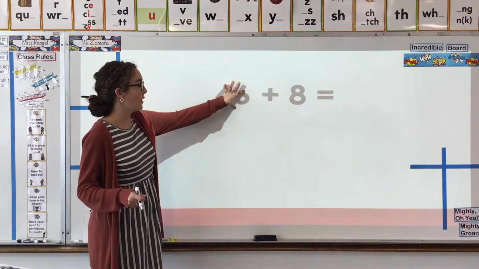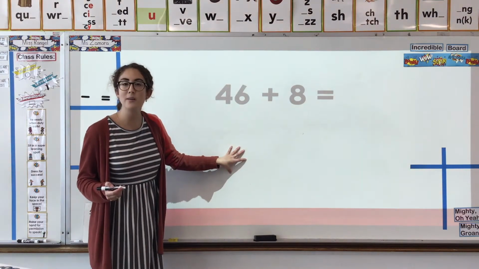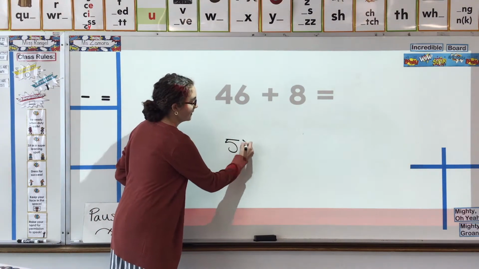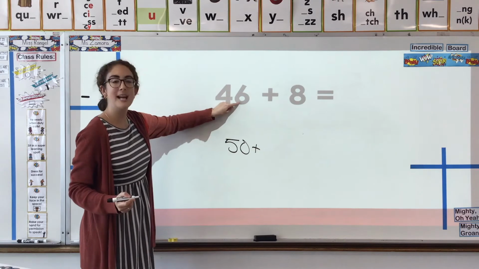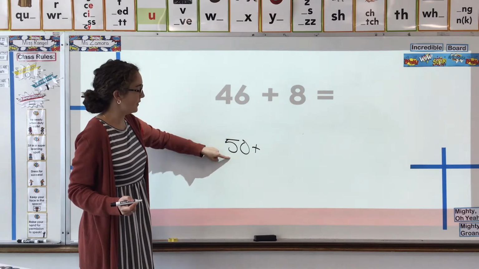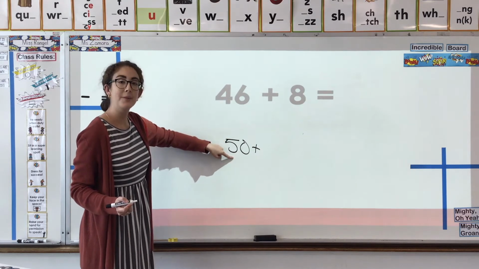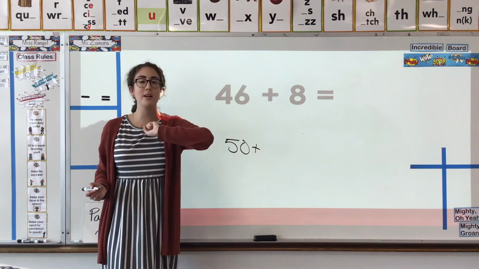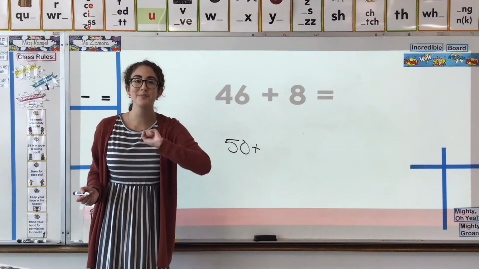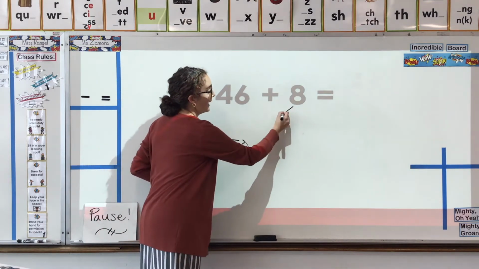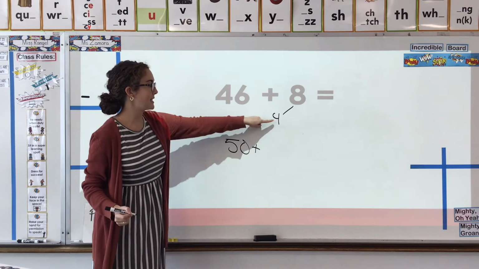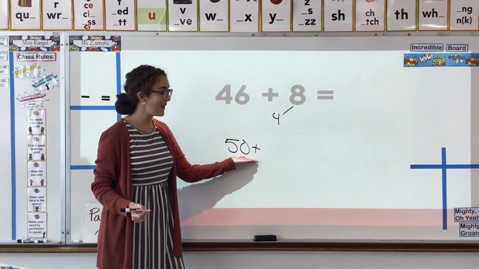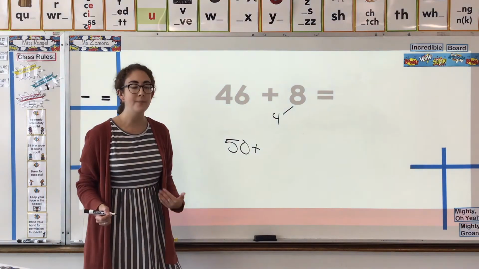I'm going to turn 46 into its next 10, which is 50. And what did I use to make 46 a 50? What did I add? We need a 4, and where did we get that 4 from? We got it from the 8, because we know 46 plus 4 equals 50. So we have part of our 10 plus fact. What else do we need to add?